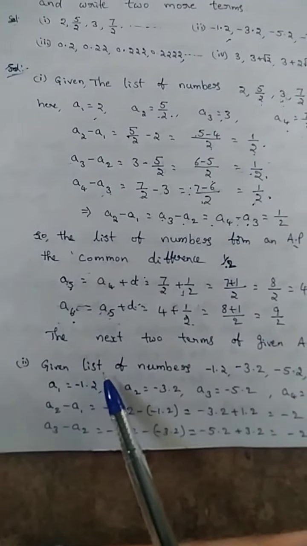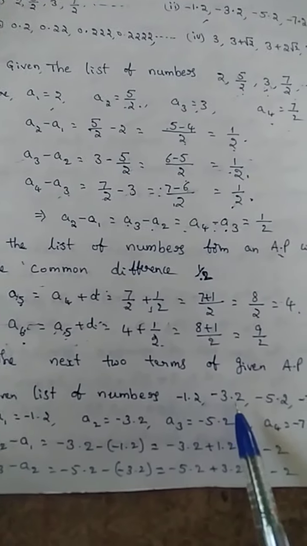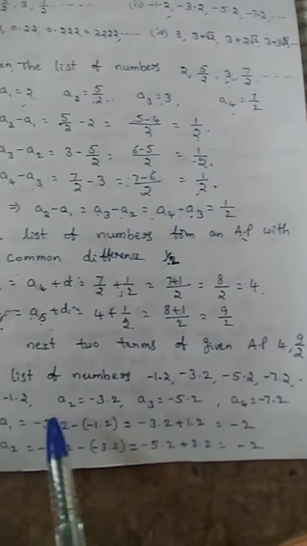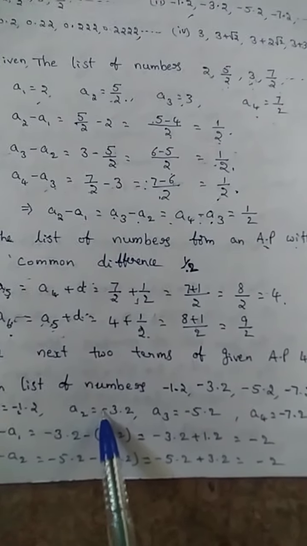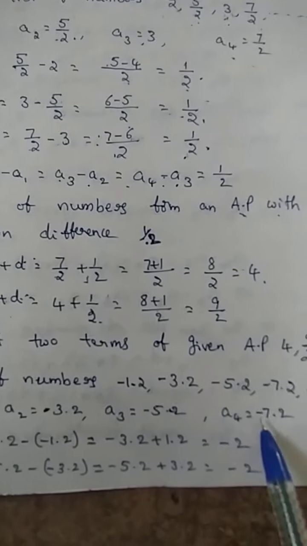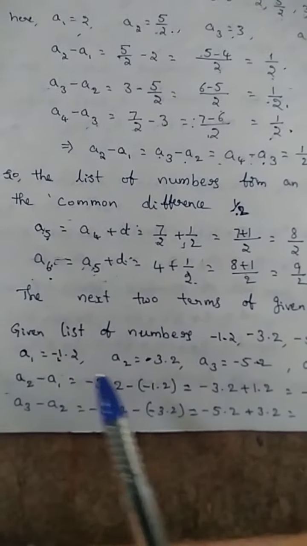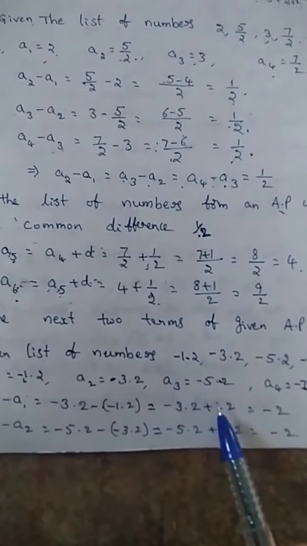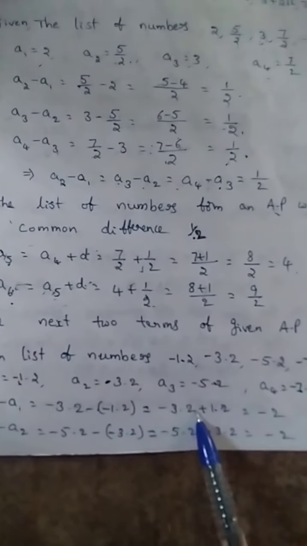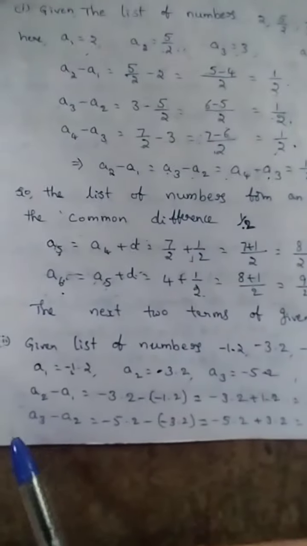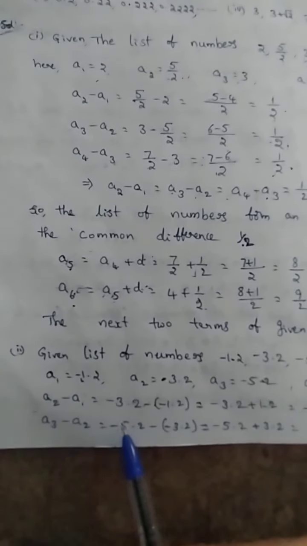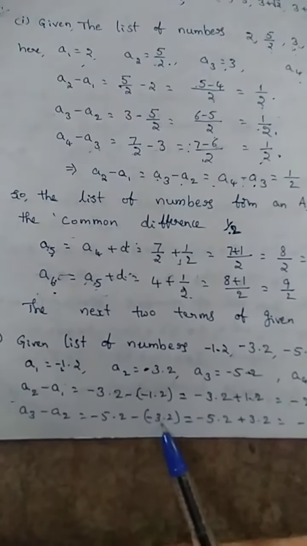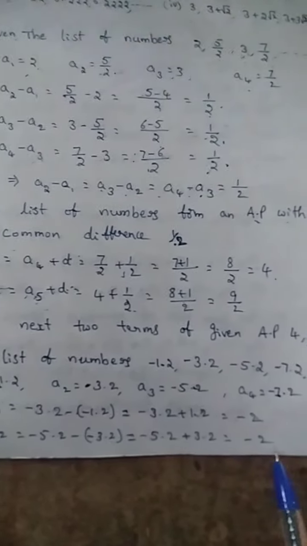So the given list of numbers is minus 1.2, minus 3.2, minus 5.2, minus 7.2 and so on. A1 is minus 1.2, A2 is minus 3.2, A3 is minus 5.2, A4 is minus 7.2. A2 minus A1 is minus 3.2 minus of minus 1.2, that is minus 3.2, minus of minus means plus 1.2, so minus 3.2 plus 1.2 is equal to minus 2. Then A3 minus A2 is equal to minus 5.2 minus of minus 3.2, then minus 5.2 plus 3.2 is equal to minus 2.